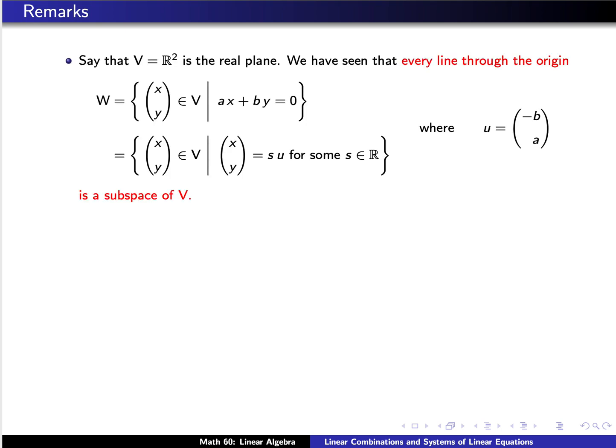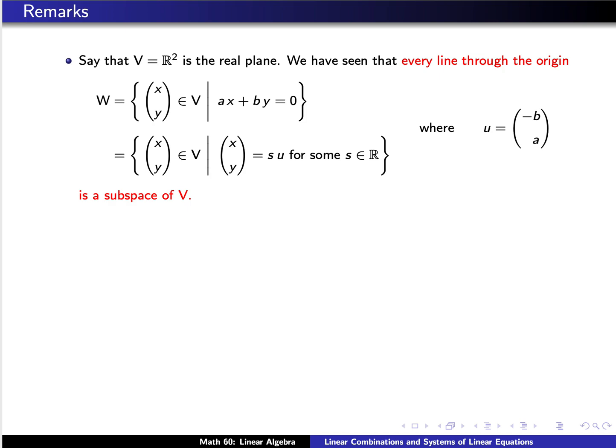Now let's try to combine all of this together with what we saw even in the last lesson. Let's go back to the example where V is R2, that is the real plane. We've already seen that every line through the origin gives an example of a subspace of the real plane. Well, we found before that our W, our line through the origin, we can express as the set of vectors satisfying a certain equation, a times x plus b times y equals 0. Now, if we were to solve for y in terms of x, then what we could actually see is that x looks like a scalar multiple times negative b, and y looks like a scalar multiple times a.